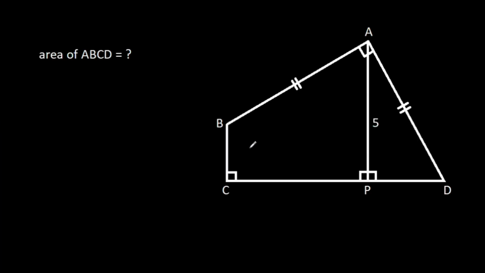In this video, we have been given that angle BAD is 90 degrees. Angle BCD is 90 degrees. AP is perpendicular on CD and AB is equal to AD and AP is 5. Then we have to find area of ABCD.